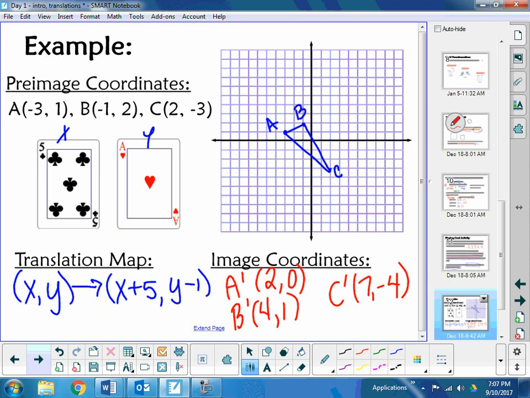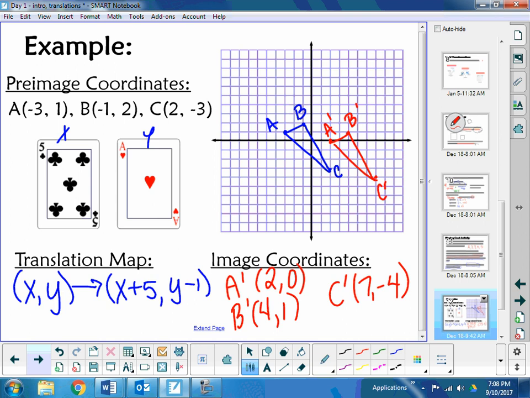And I'm going to plot those points. So I'm going to go 2, 0. There's A prime. B prime is going to be 4, 1. And then C prime is going to be 7, negative 4. So there are my 3 points. Notice those figures do look fairly congruent, if you ignore my terrible drawing. But make sure you have A, B, and C labeled for your pre-image, and A prime, B prime, C prime labeled for your image. This is what you're going to do on your homework.